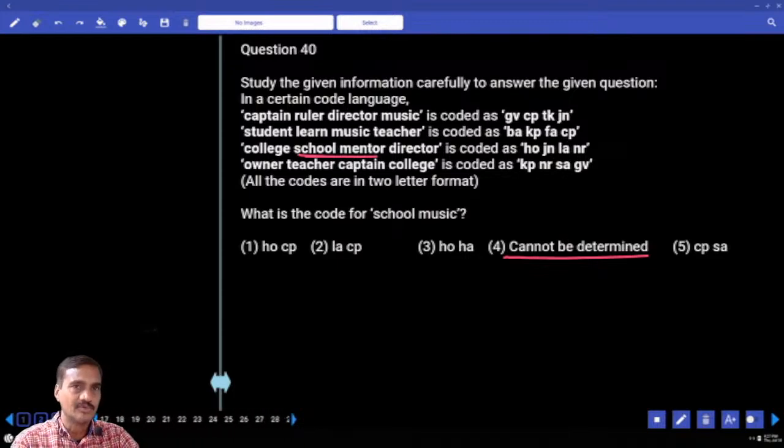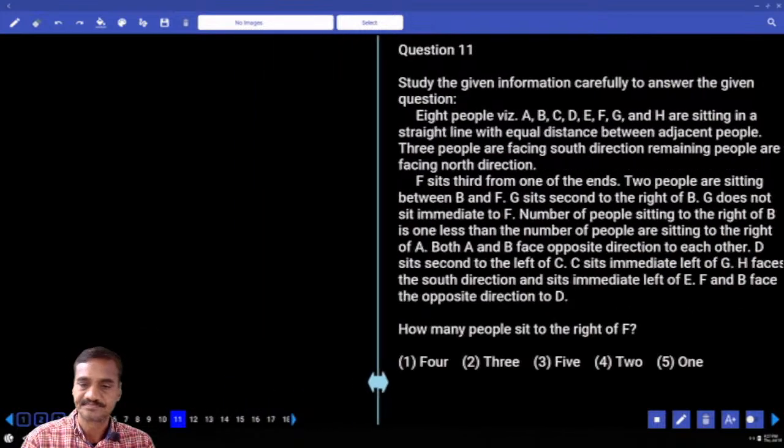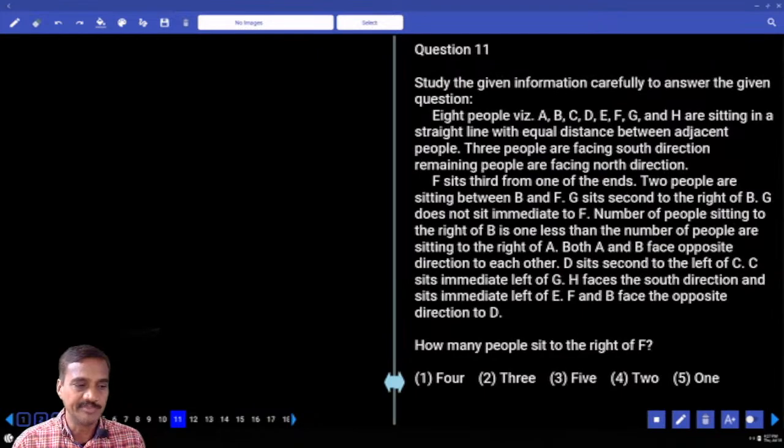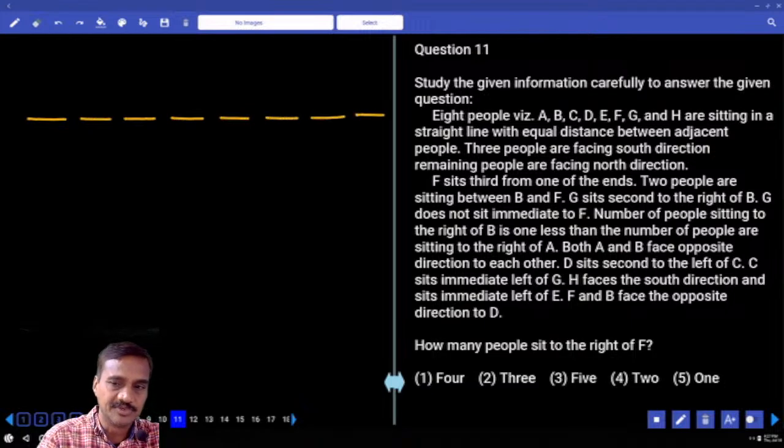Then coming back, we have 2 more sets left. Now between these two, first priority must be for question numbers 11 to 15, row arrangements. Now how many people are there? There are 8 people. Now 8 people, A, B, C, D, F and others seated in a straight line with equal distance between them, 1, 2, 3, 4, 5, 6, 7, 8 persons, and 3 face south and 5 face north. 3 south and 5 north.